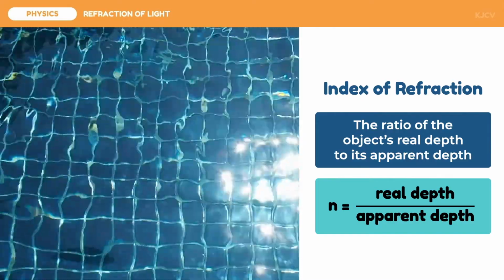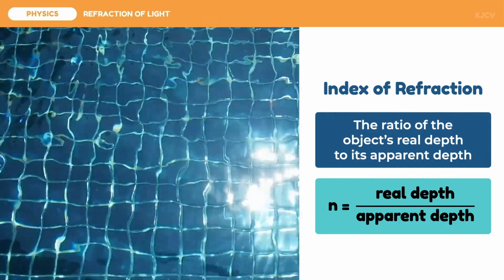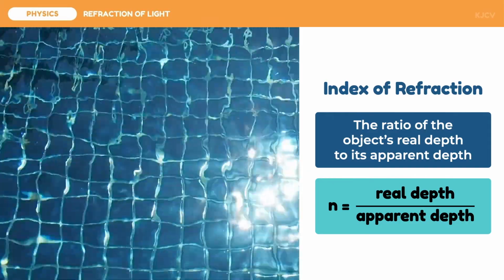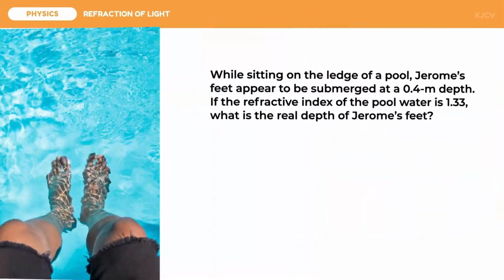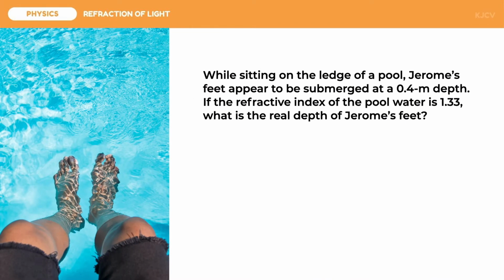To look closer at how this is possible, let us look at a certain word problem. While sitting on the ledge of a pool, Jerome's feet appear to be submerged at a 0.4 meter depth. If the refractive index of the pool water is 1.33, what is the real depth of Jerome's feet?